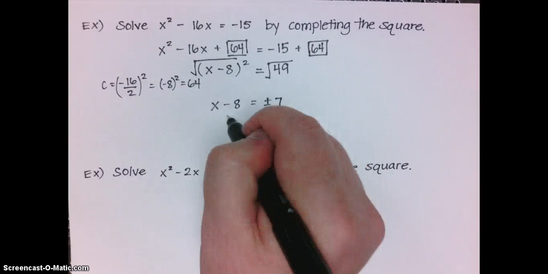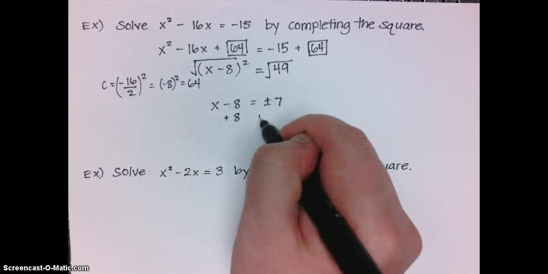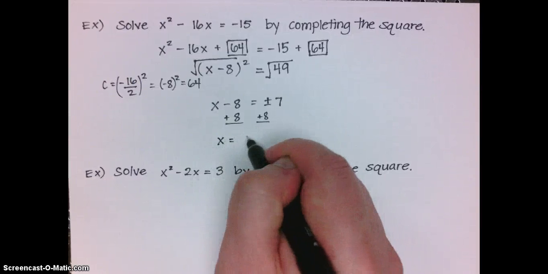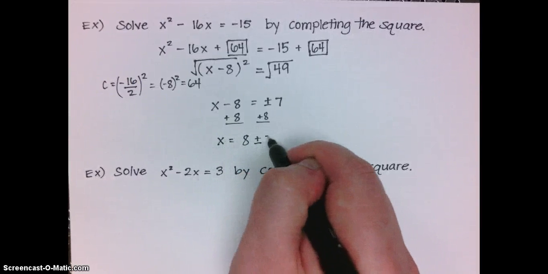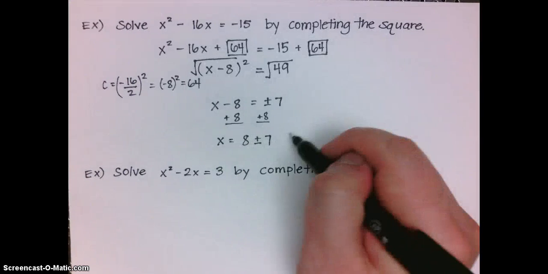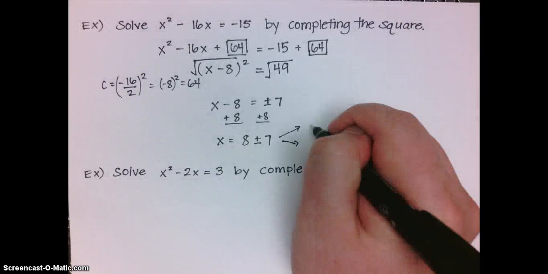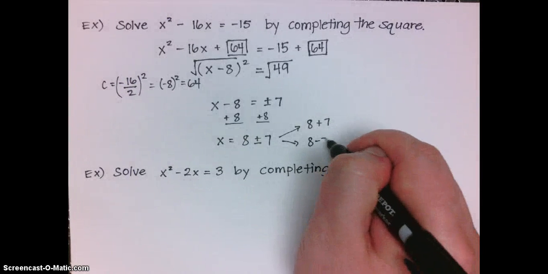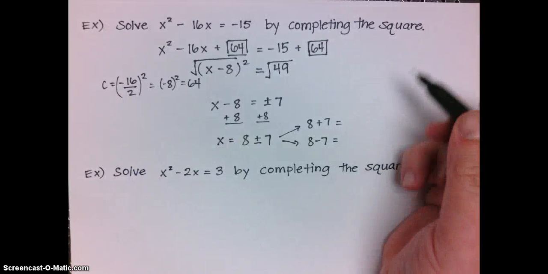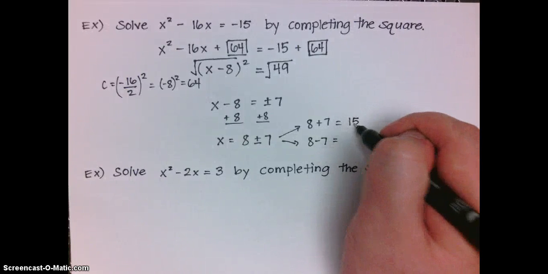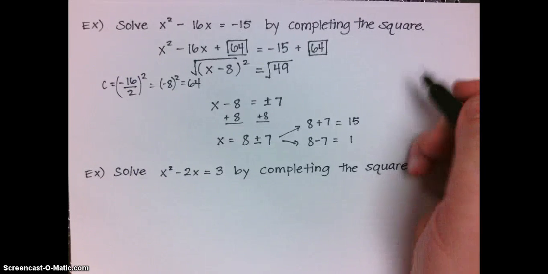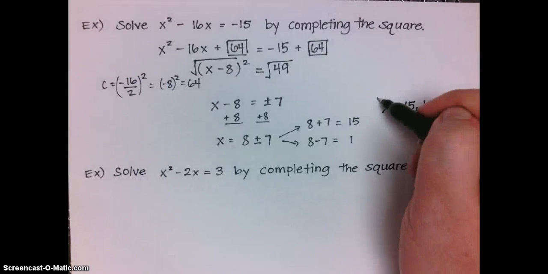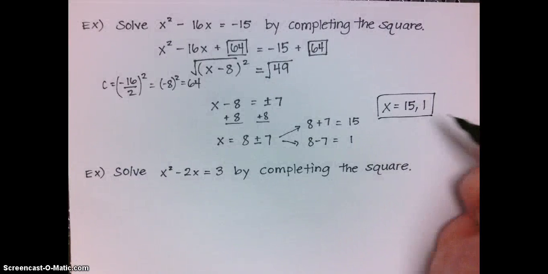I'm almost done. I'm getting x by itself, so now I'm going to add the 8 to both sides. I'm left with x is equal to 8 plus or minus 7. Whenever you have that plus or minus, you need to split it up: 8 plus 7 as one of them, and 8 minus 7 as another. So my two solutions are going to be 15 and 1. So x in this case equals 15, or it could also equal 1. There are two solutions for this equation.